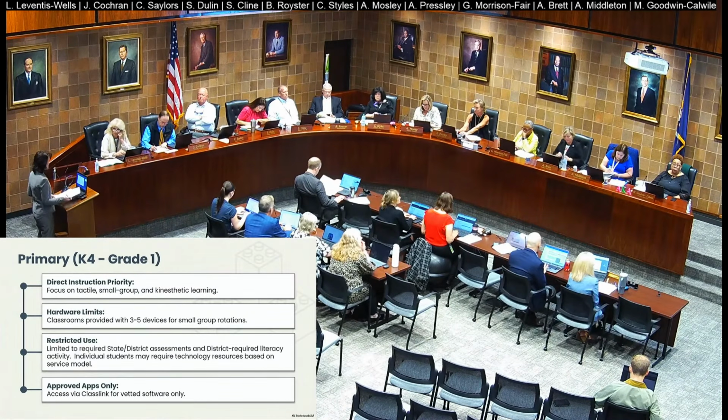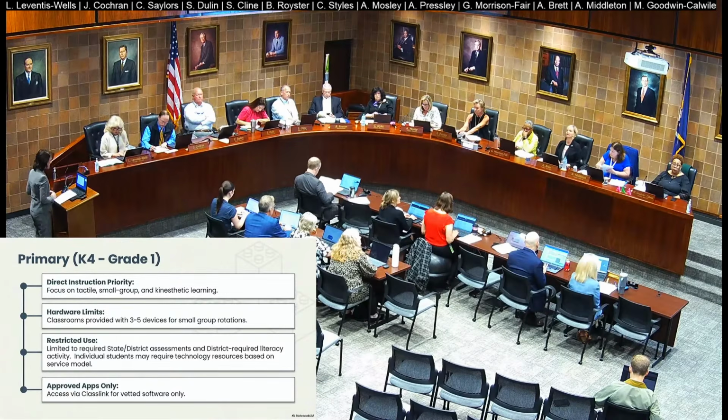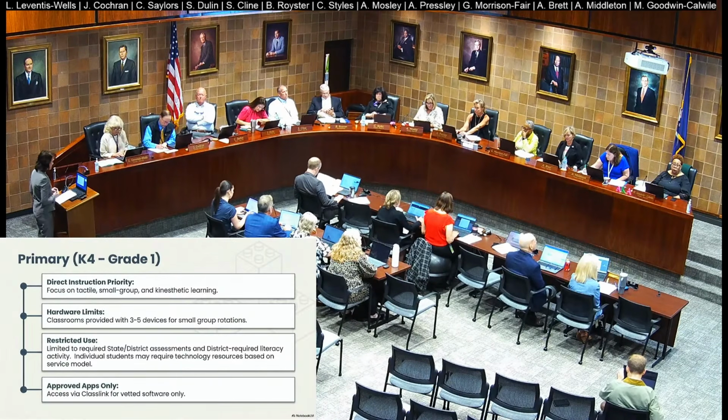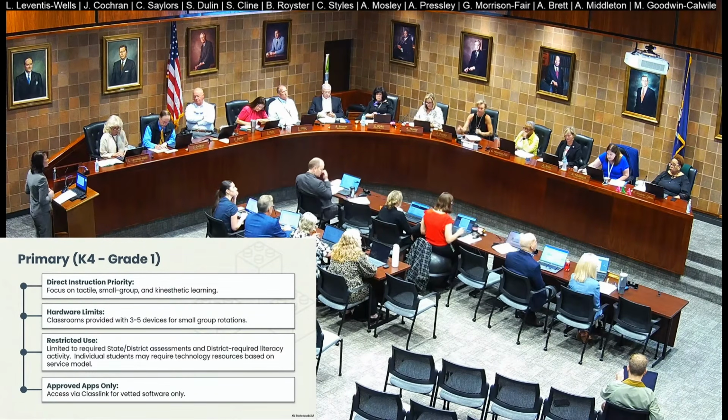So beginning with our youngest students, our focus needs to be on active learning opportunities that include movement, communication, peer-to-peer interaction, and the development of motor skills. Every kindergarten classroom, K4, K5, and first grade classroom will have 3 to 5 Chromebook devices in a small group setting versus having one-on-one individual devices.